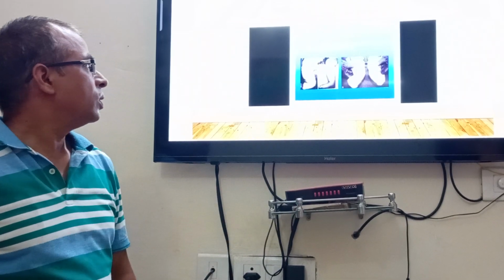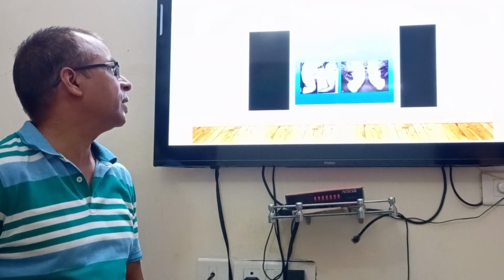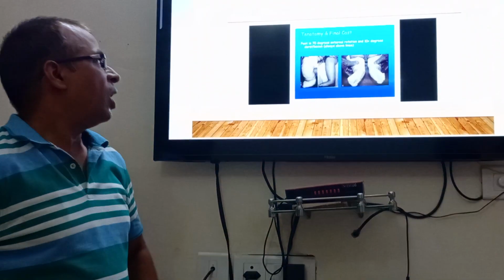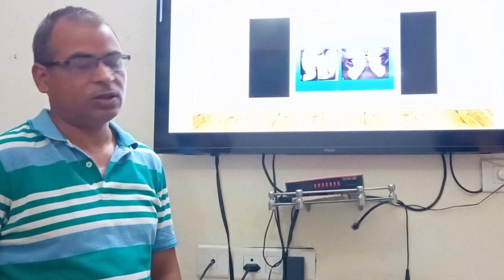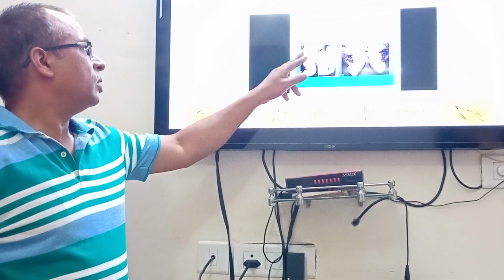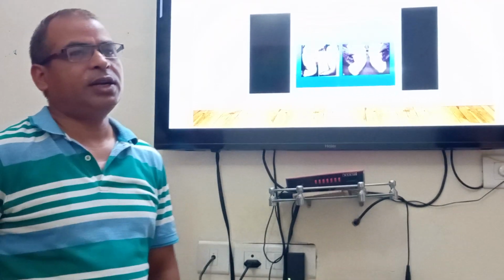Next, please. So the foot in 70-degree external rotation and 10-degree dorsiflexion, and the cast should always be an above-knee cast. If you are applying the cast, it should be applied above the knee, and the knee should generally be 90 degrees flexed.